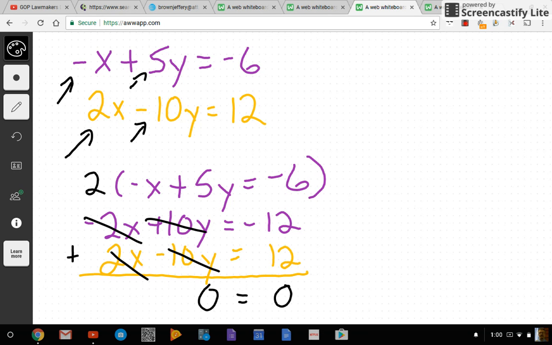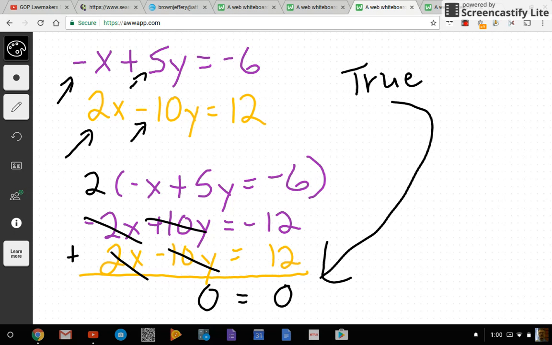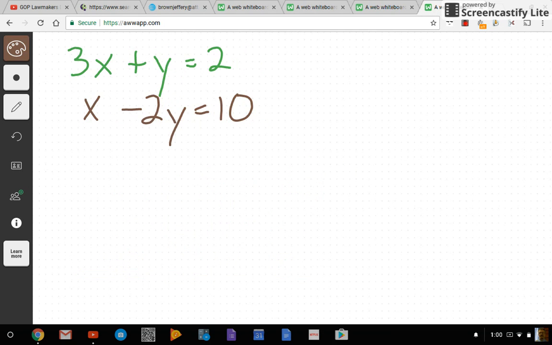But in this case, this is a true statement. So if you think back to some of the other systems of equations that we have worked, this should tell you about what kind of answer we're going to have here. This is a true statement. All right. Our final two problems, final two equations.